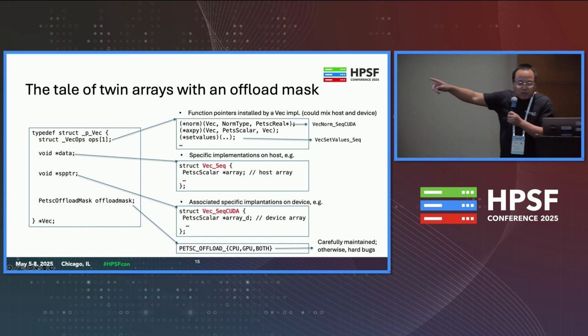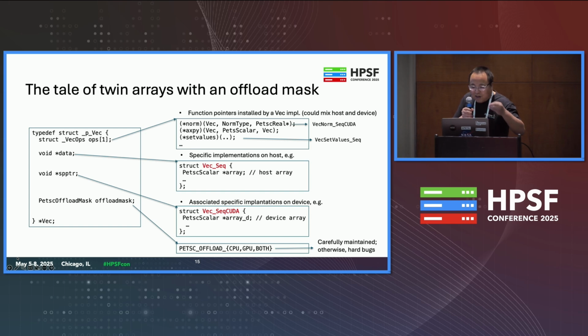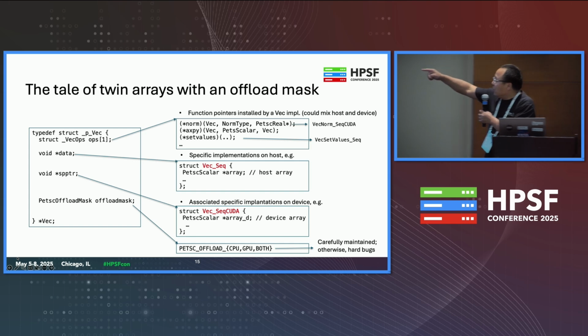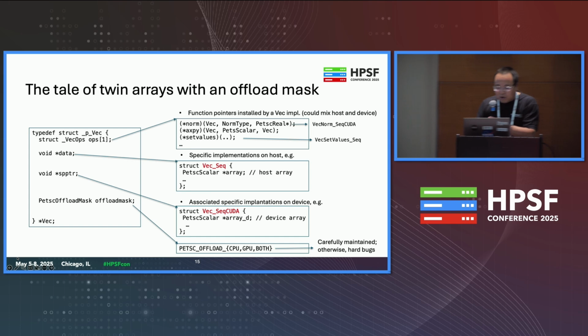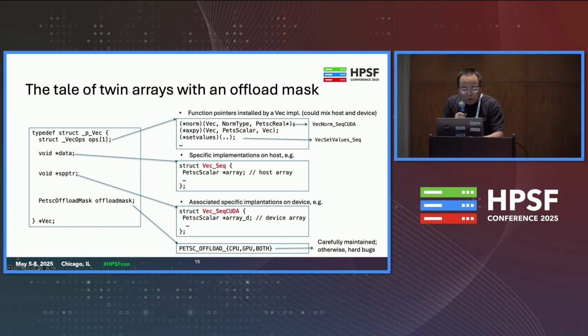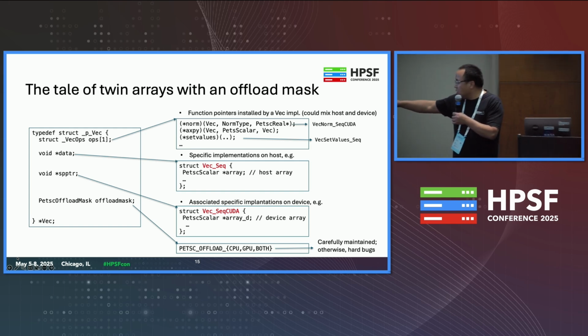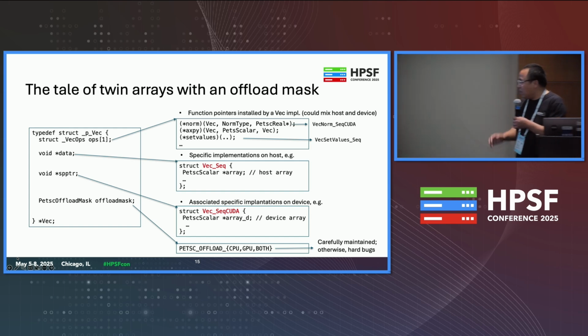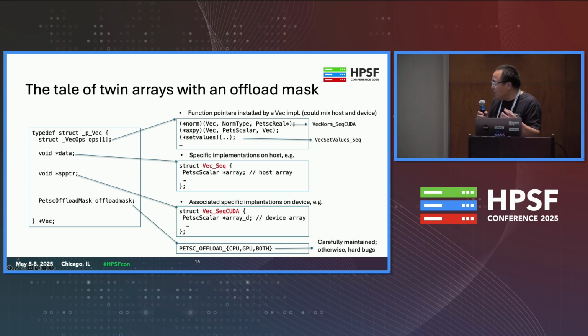So that's the twin array. You can see we have a special pointer that points to a structure for the device, and we allocate it. We have the host array pointer and then a device array pointer, and we have a mask to maintain the synchronization. But it's not easy to maintain this mask. We need to carefully know when to update the matrix, and bugs could come from this mismatch.